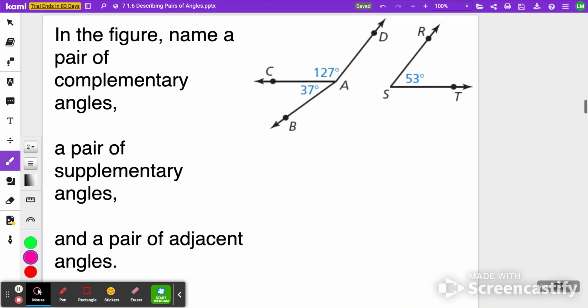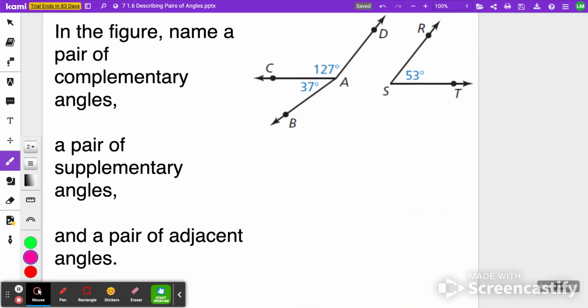So in this next part, it says name a pair of complementary, a pair of supplementary, and then a pair of adjacent angles. The first thing we want to make sure of is complementary angles are equal to 90 degrees. So what two angles equal 90 degrees? Well, if we look at angle BAC is 37 and RST is 53, those add up to 90 degrees.